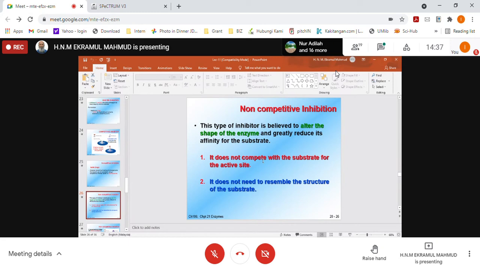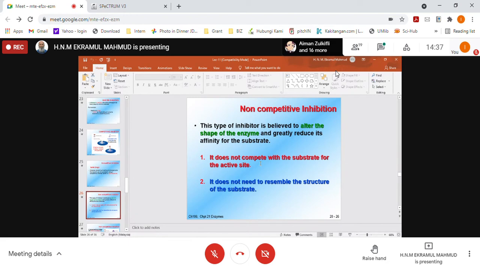So it does not compete with the substrate for the active site, and it also does not need to resemble the structure of the substrate. So by these two mechanisms, we can produce a non-competitive inhibitor, so that it does not compete with the substrate for the active site, because we have changed the shape of the enzyme.